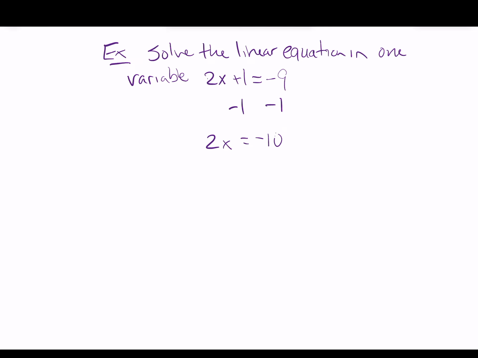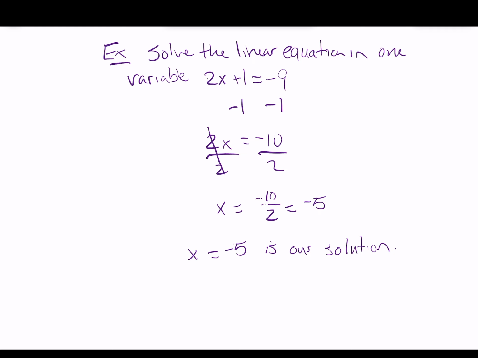Now we're in the last step where we have a coefficient in front of the variable, so we can multiply by the reciprocal or divide by that coefficient. So we divide both sides by 2. The 2's cancel, and we have x is equal to negative 10 over 2, which is negative 5. So x equals negative 5 is our solution.